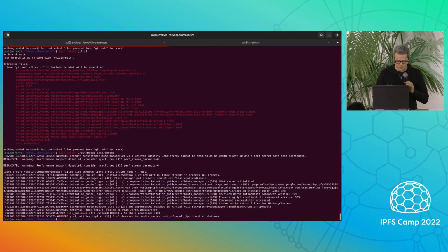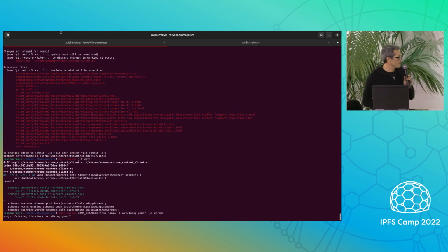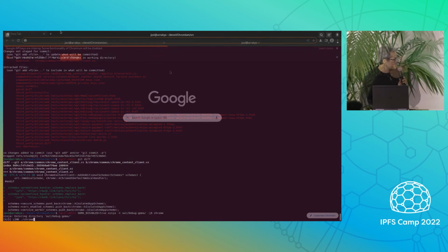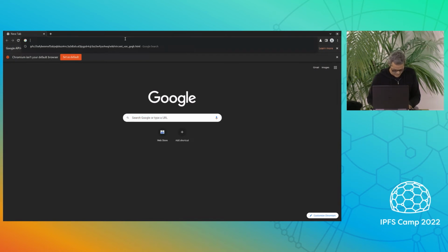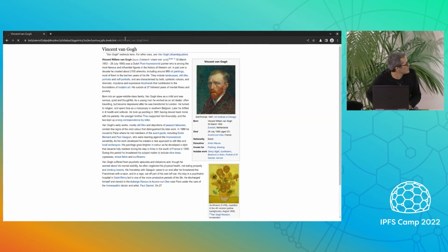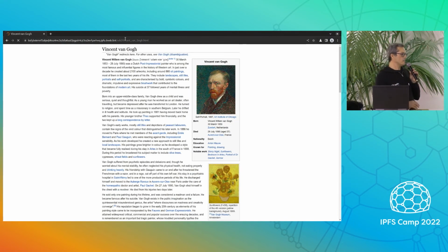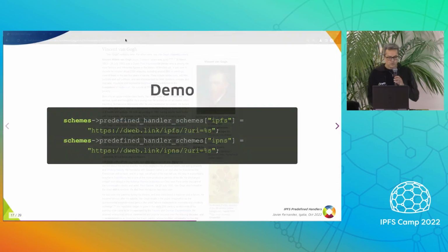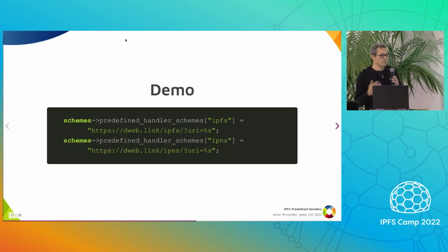So now I'm going to apply a simple patch, and we compile Chrome again with this small change. Yeah, and now it directly understands the scheme and uses the custom handler that redirects the URL to the gateway. So yeah, this is not the ideal situation because you still have to patch Chrome. There are several things that could improve this.